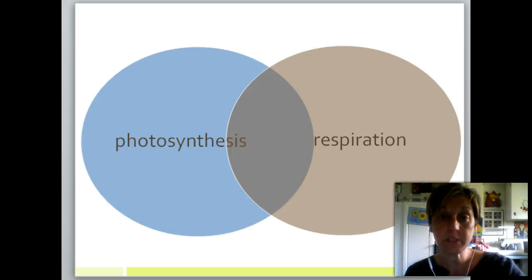In class, we'll be taking a look at the similarities and the differences between photosynthesis and respiration. So if you want to jot some notes down in terms of some similarities and differences between the two, fabulous, then you'll be all set to go. And then in class, we'll be doing an activity with photosynthesis.